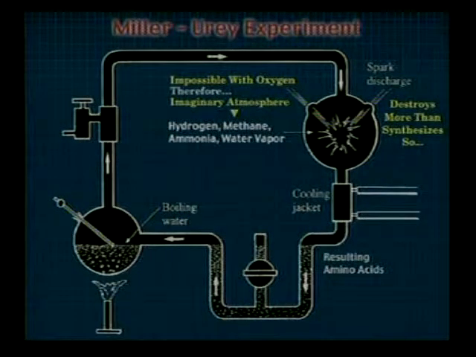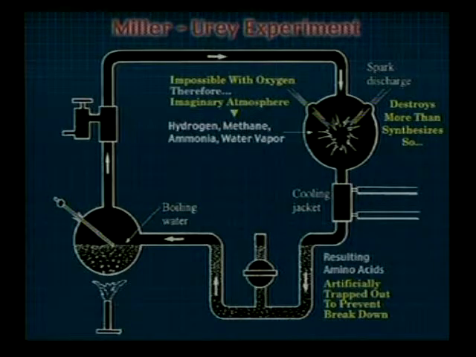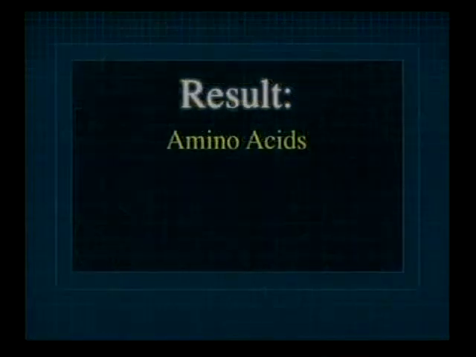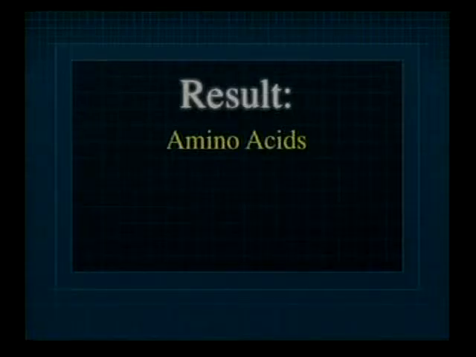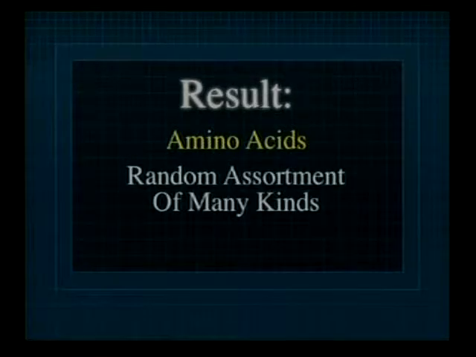They also leave out the fact that this spark destroys a whole lot more than it synthesizes. And so once any small part is formed, they quickly trap it out, as we see down at the bottom, artificially, to prevent it going back through, because the next time around it would be destroyed. So they form a little bit and trap it out immediately. The result of this artificial process, which would never happen naturally and in the presence of oxygen, is amino acids. Now, amino acids by themselves are certainly not alive.